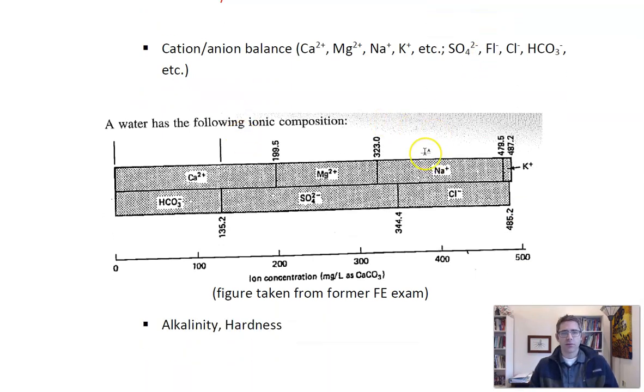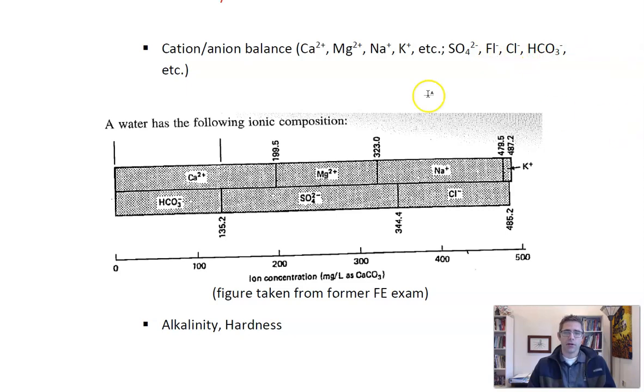One thing I wanted to mention in this portion too is this cation and anion balance issue. I don't want to spend a lot of time talking about this in class, but I know that the FE exam can sometimes ask questions about this, so I want to at least mention it. So water has to be neutral. And so to the extent it has dissolved ions in it, like these guys, which are the cations, calcium 2+, magnesium 2+, sodium, potassium, on an equivalent basis, it has to have the same amount of negative charge. So some negatively charged ions might be sulfate or fluoride or chloride or bicarbonate.